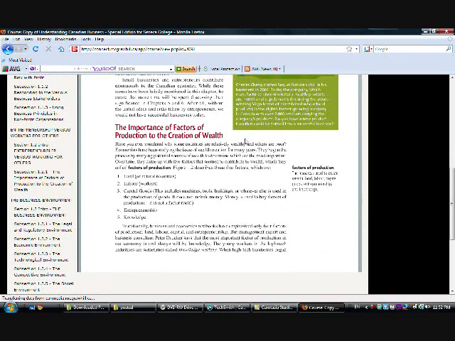The factors of production to the creation of wealth. Some definitions here: land, labor, capital goods. Capital goods is simply a fancy way of saying money you use to buy things. All right. Now, if you're going out to the beer store to get a case of beer, you use money.